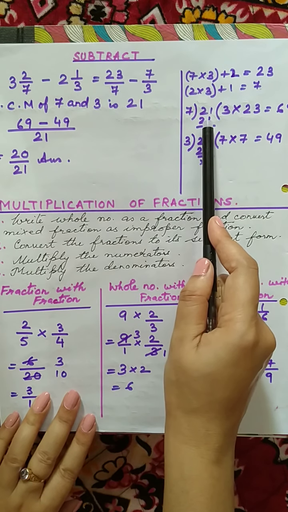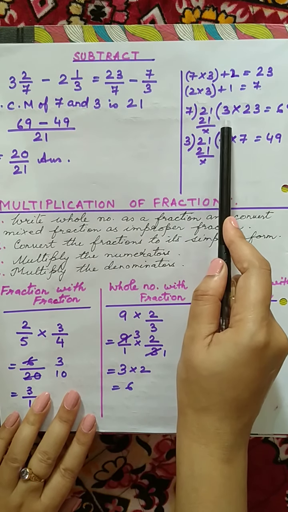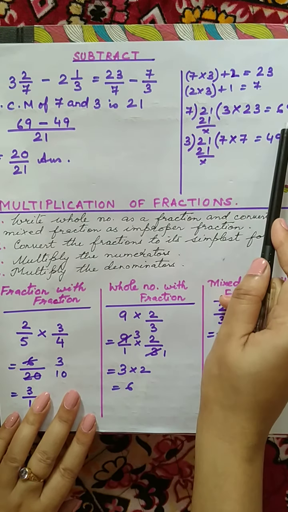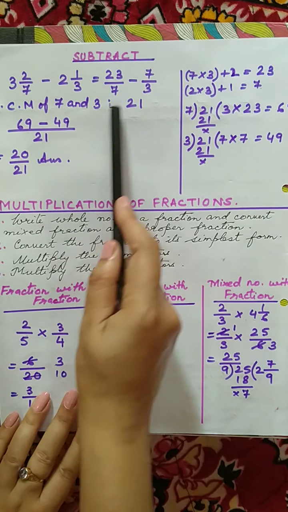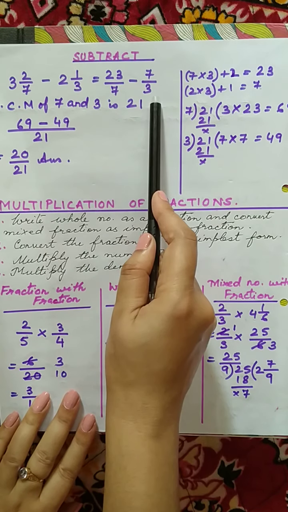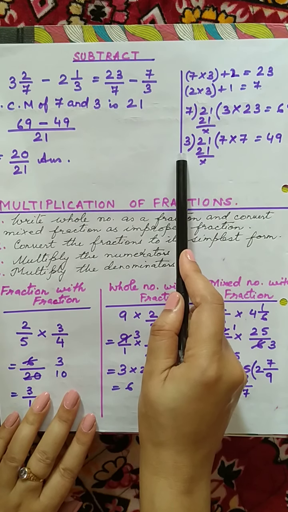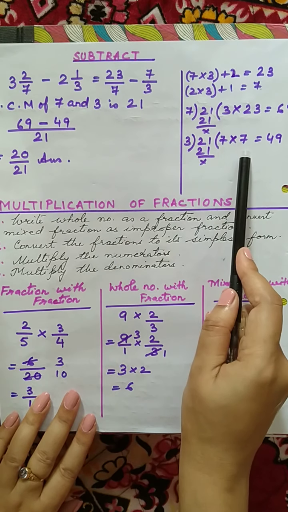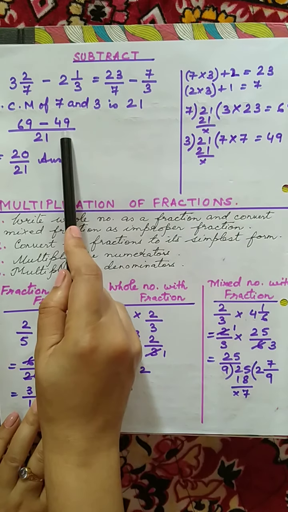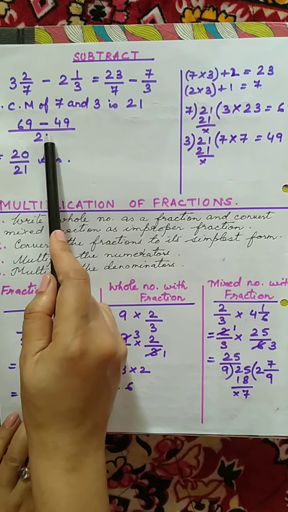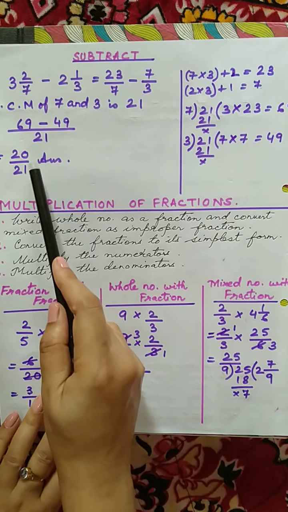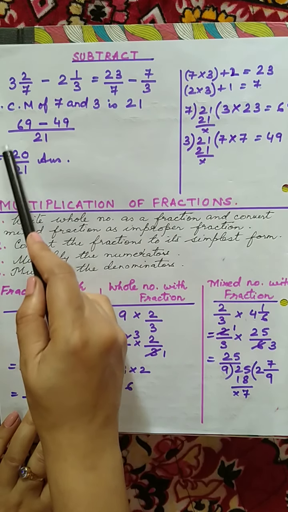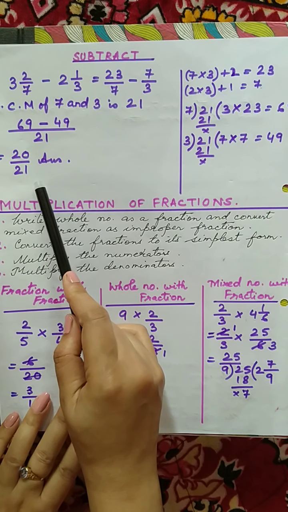So first we divide 21 by 7, we get 3. Then we multiply the answer with the numerator, which is 23. We get 69. We write down 69, put the operation given there and go to the next fraction. 21 divided by 3 is 7. 7 multiplied by the numerator 7 is 49. So we write 49 here. 69 minus 49 is 20. 20 by 21 is your answer. It is in the simplest form and also a proper fraction.